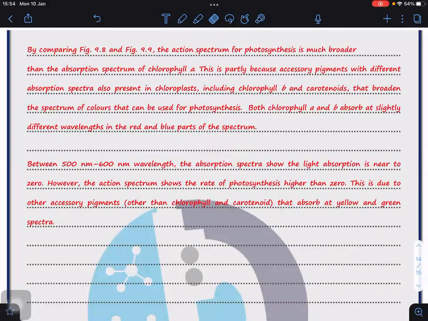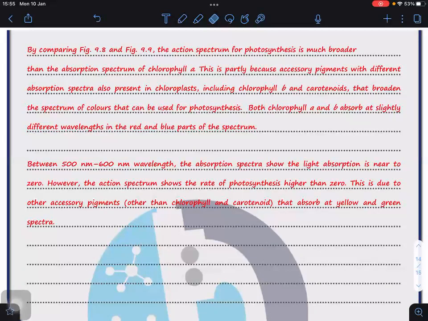So by comparing these two figures, the action spectrum for the photosynthesis is much broader than the absorption spectrum of chlorophyll A. Partly because accessory pigments with different absorption spectra are there, including chlorophyll B and carotenoids, which broaden the spectrum of color. Are you clear? If you depend only on the reaction center, it's much narrower. But this one is broader, why? Because we have different forms of chlorophyll A.